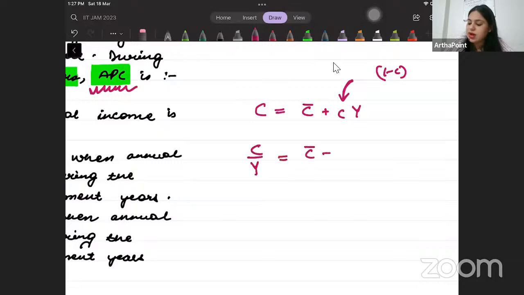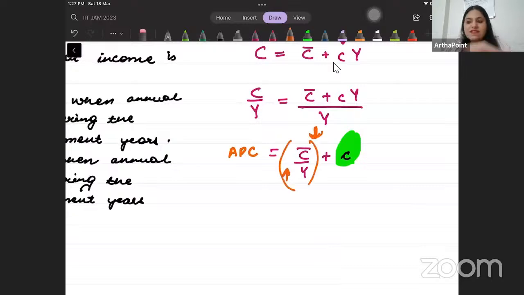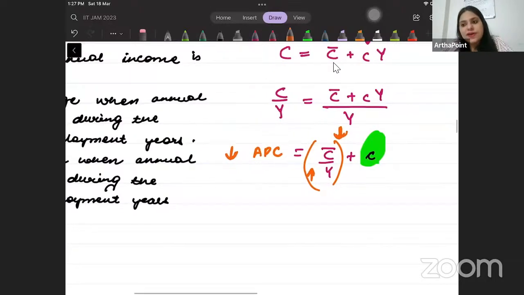Now, when I talk about average propensity to consume, then it is C by Y. So this is (C bar + CY) by Y. So this is C bar by Y plus C. C is just a constant. And this becomes my average propensity to consume. Note that as Y will increase, this value will decrease. So I will be adding less and less and less. So this will decrease.